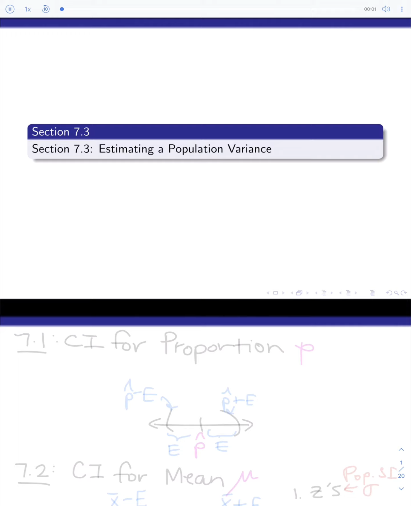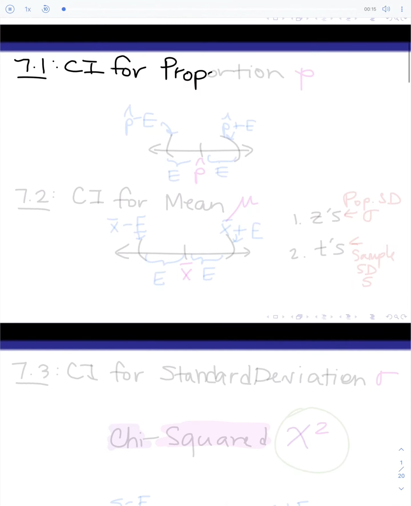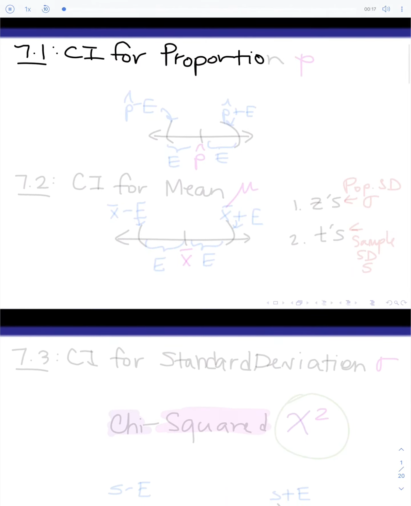In section 7.3, we're going to look at confidence intervals once again. They're going to be a little bit different than what we've seen before, though. In 7.1, we saw confidence intervals for proportions, and we always built our confidence intervals for proportions for the population proportion, P.